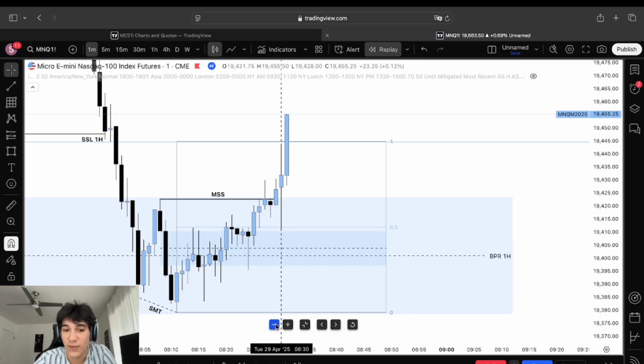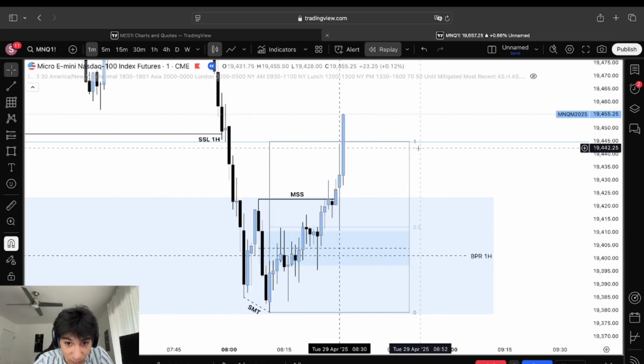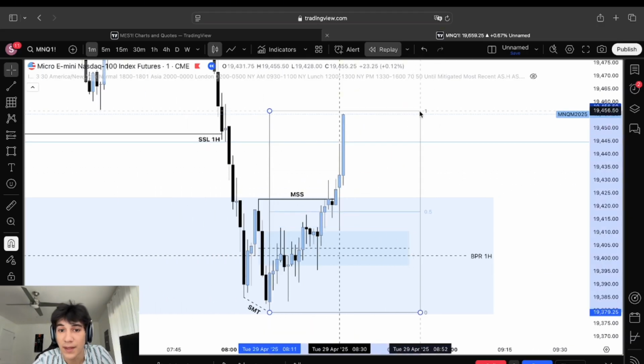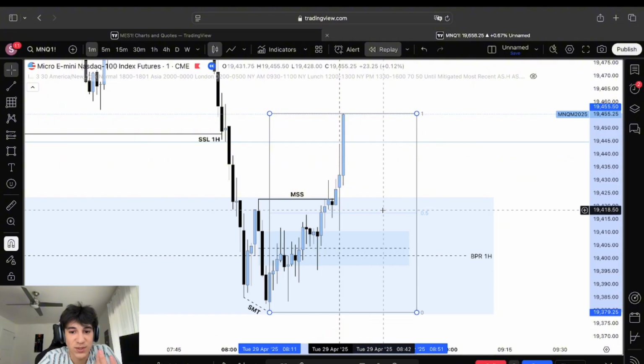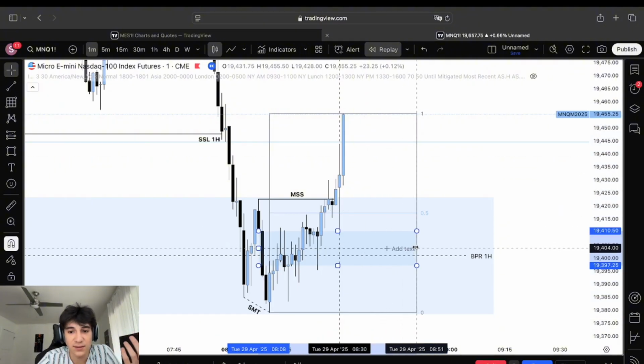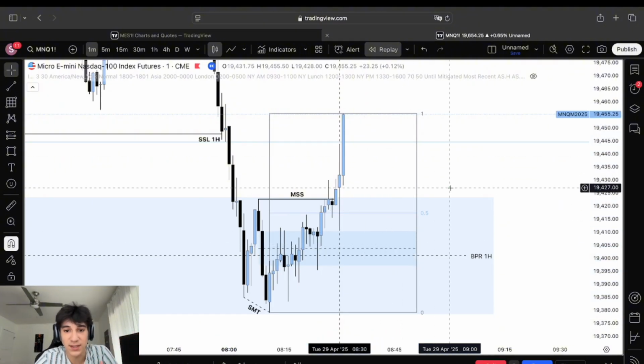So again, got to stay patient in these markets. Don't get FOMO. And it also helps when you have a plan. And I've done this strategy so many times. I've seen price react like this so many times that I'm not even really necessarily wanting to get in, because I know that's not necessarily the best idea.